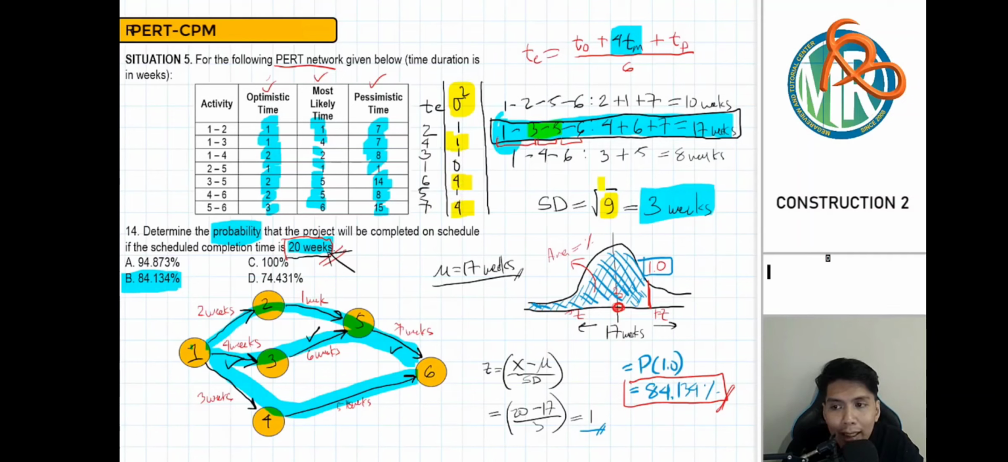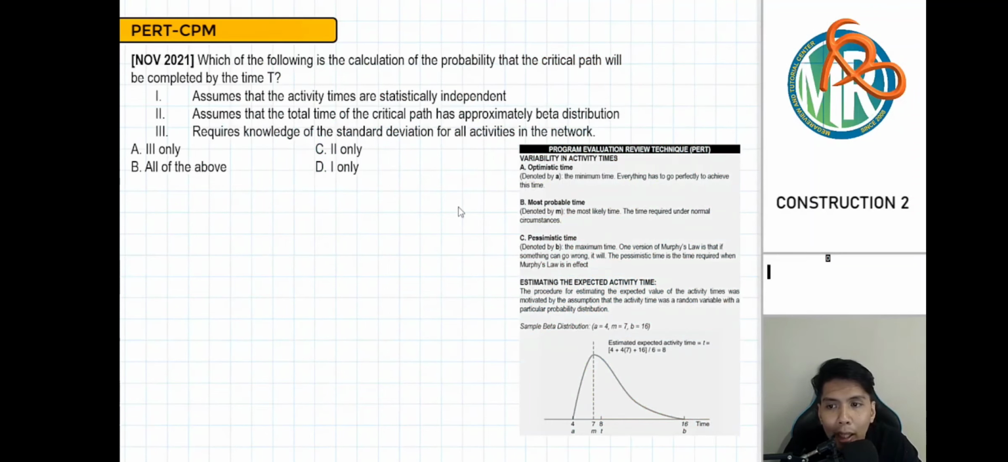So 1 plus 4 plus 4, that is 9, right? So you only took the variance within the longest duration of the critical path. That's the only place you took variance from, and that's all you need to get the probability later. We don't need to take all the standard deviations or all the variances. So in that sense, this third statement is wrong. It is wrong, because you don't need knowledge of the standard deviation of all activities. So that is wrong.